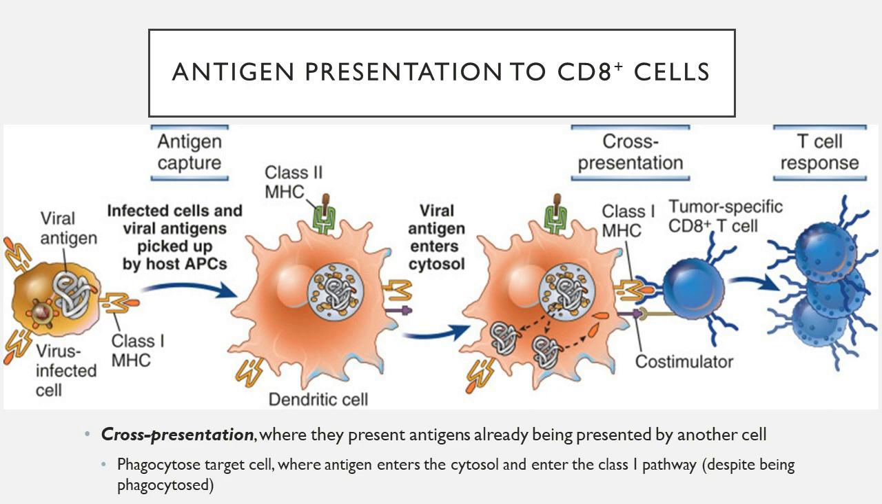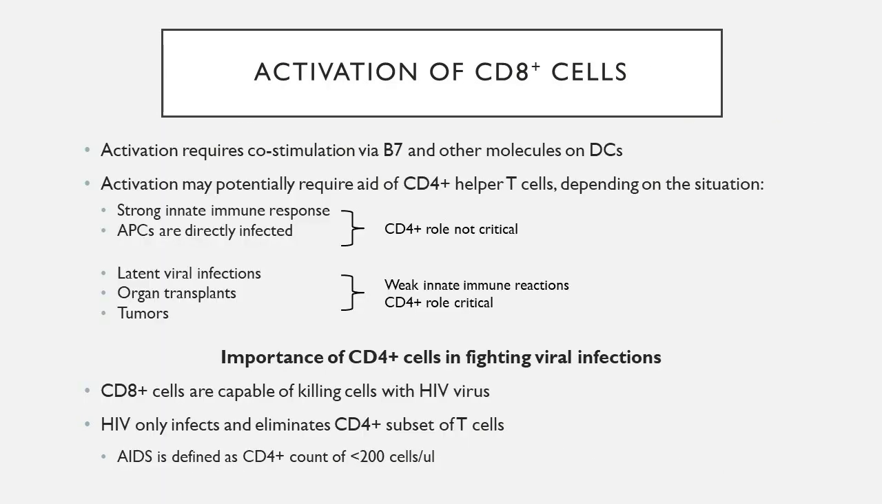Thus, being able to process in the cytosol allows that antigen to be presented on a class 1 MHC, not a class 2 like how phagosomes usually process things. This, in the end, allows dendritic cells to present that antigen to CD8 plus cells and produce an appropriate response by these cells. Now, as we learned in a previous chapter, the activation of CD8 plus cells requires co-stimulation via B7 and is best carried out by dendritic cells.